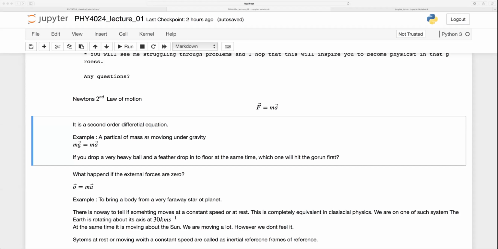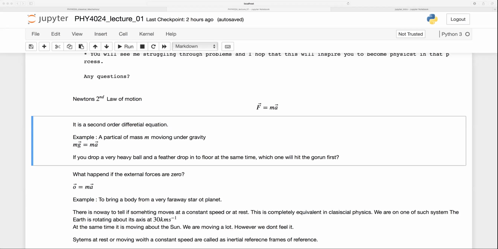The acceleration is independent of the mass, which I hope that you all know very well, but the answer that comes here may be because of the air friction. The feather will be slower compared to the heavy ball, right? So that's normally what happens when you have air friction.